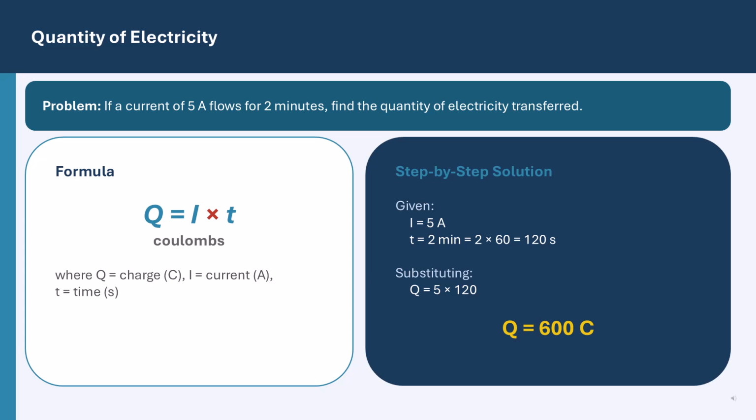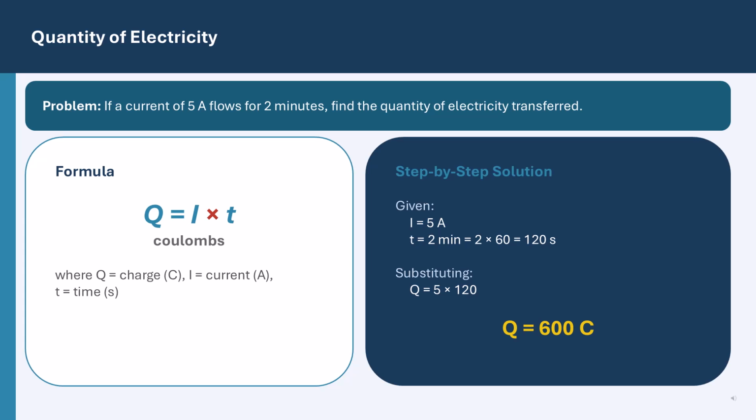A critical step here is the unit conversion. The time is given as 2 minutes, which must be converted to seconds. Since there are 60 seconds in 1 minute, 2 minutes equals 120 seconds. Substituting the given values, Q equals 5 amperes times 120 seconds equals 600 coulombs.